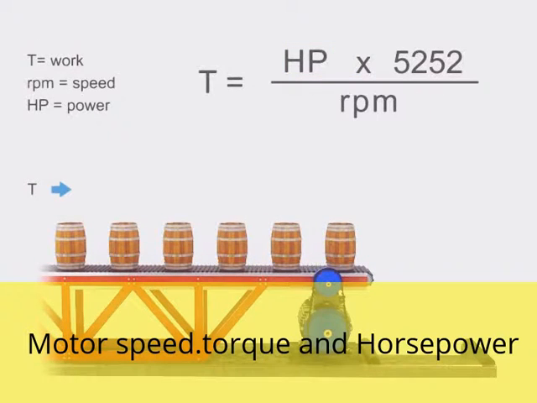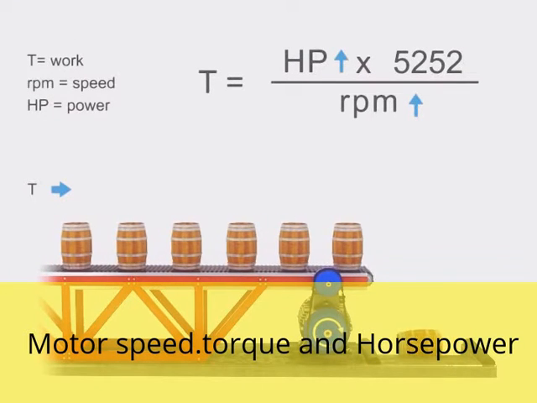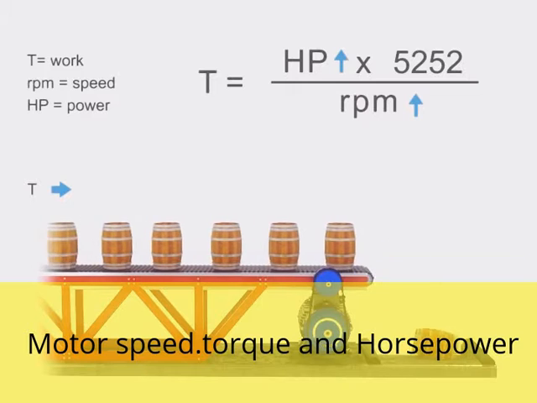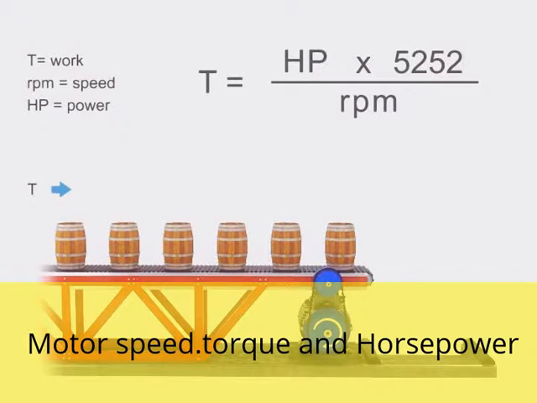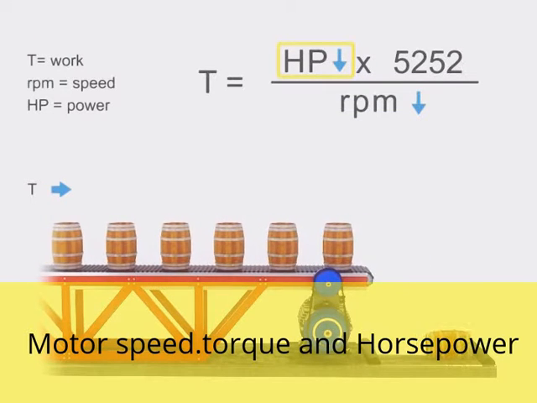Let's say we wish to keep torque constant, but want to increase the production of barrels. If the torque or number of barrels on the conveyor belt remains constant, but speed increases, then the horsepower of the motor also increases. In other words, a more powerful motor is required to produce the same amount of torque more quickly. Similarly, the opposite is true. If we wish torque to remain constant and decrease speed, then the horsepower of the motor also decreases.